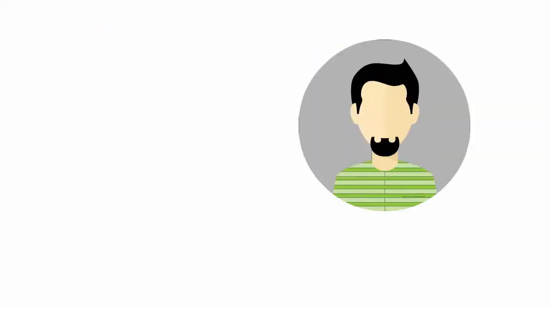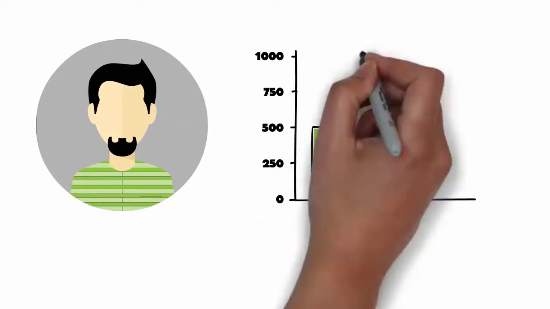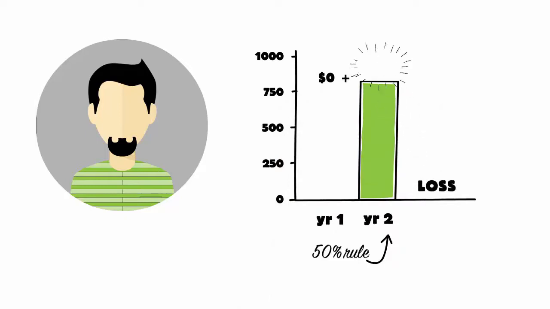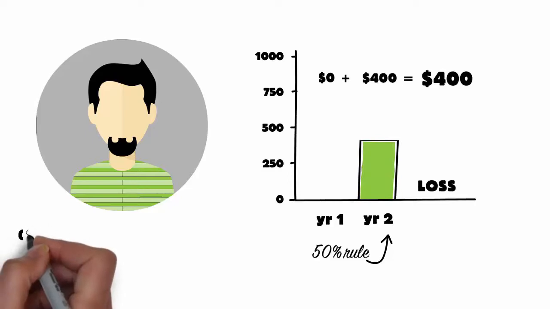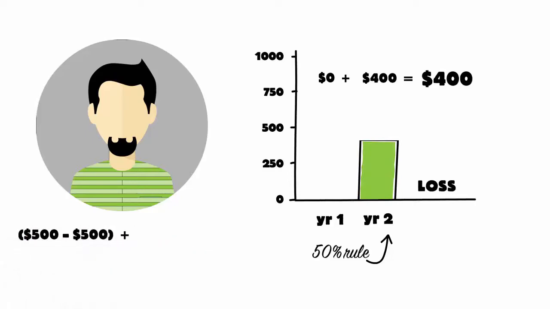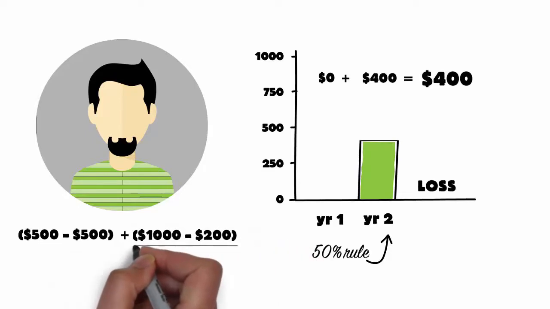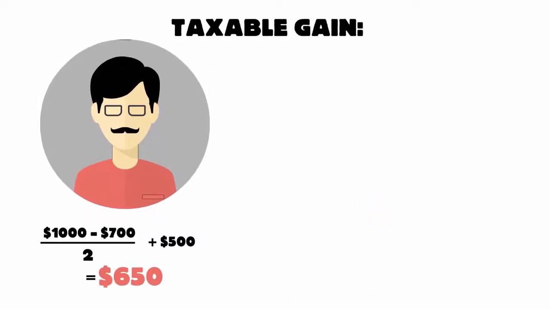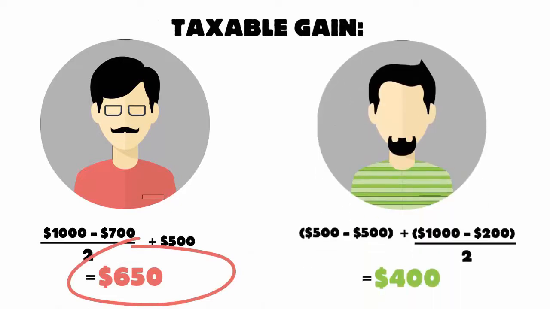Gary has had the same gain and the same loss, but with guidance from his tax advisor, he decides to do things differently. He uses $500 of his $700 loss to cancel out the $500 gain ineligible for the 50% rule, and uses the remaining $200 loss to offset the $1,000 gain using the 50% rule. That is $500 minus $500 plus $1,000 minus $200 divided by 2, leaving a $400 gain. In this example, Ben is left with a $650 taxable gain and Gary with $400.